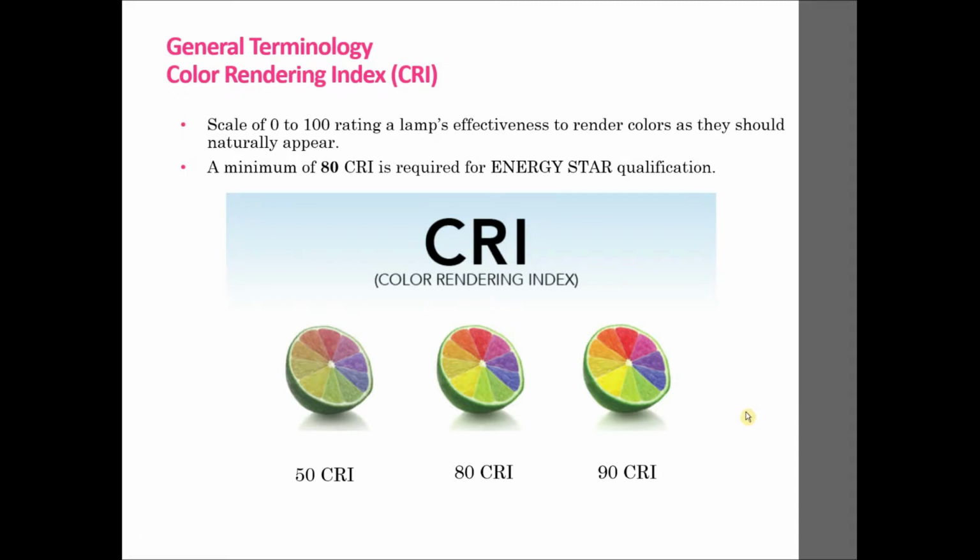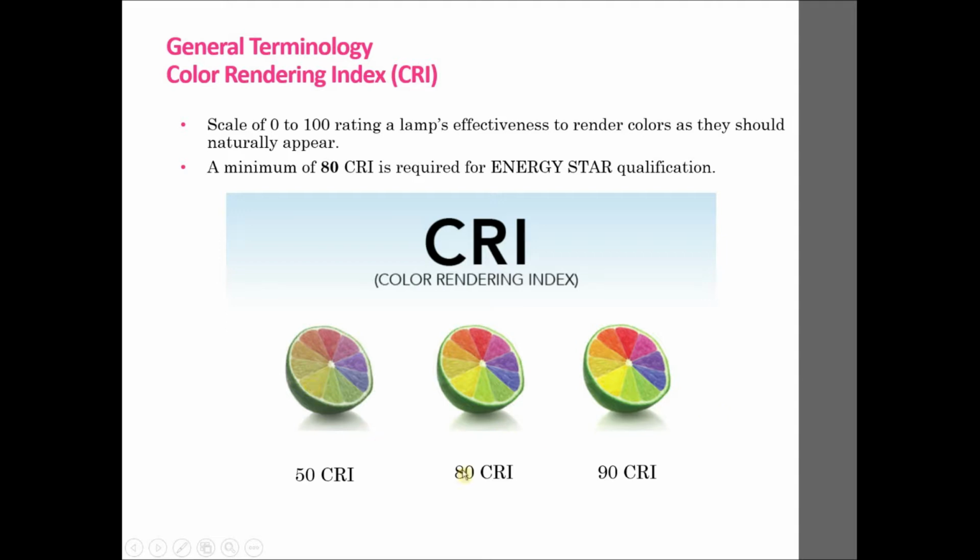Color rendering index. It's a scale of 0 to 100, rating a lamp's effectiveness to render colors. So again, you can go and buy cheap bulbs with a CRI of 50. And what happens is the light doesn't mimic natural light. So, you got this picture here. When you go out in the sunlight, it's going to look more like this. So if you buy low CRI, putting on makeup and doing things like that is not a good idea, because you're not going to actually be able to see what it actually looks like when you go outside.